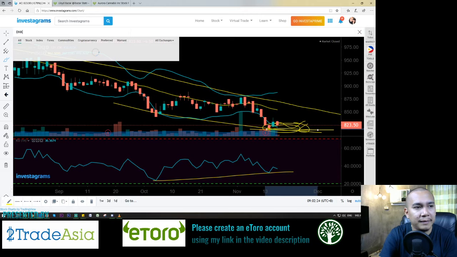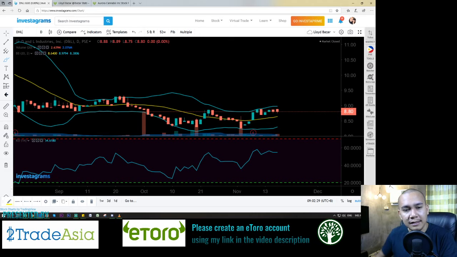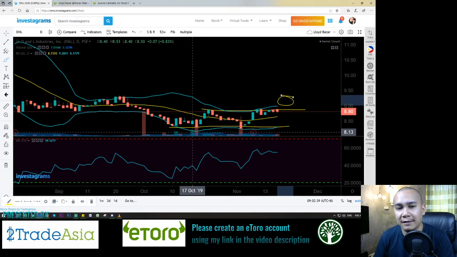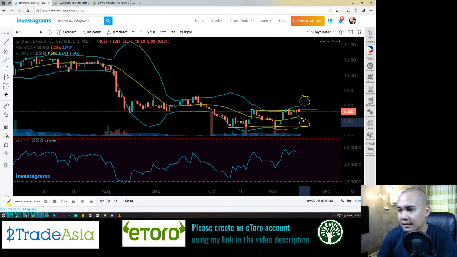Yun nga lang, ang PSE kasi, masyado manipis ang volume. So, DNL, I recommended DNL at the support right here. So, nasa resistance po tayo ngayon. I cannot recommend it yet. Kasi nasa resistance tayo. Pag nag-breakout, pwede natin bilhin ulit. Or either sa support. Right, overall, okay pa naman si DNL. Napakamura na ni DNL ngayon. The company is a good company.